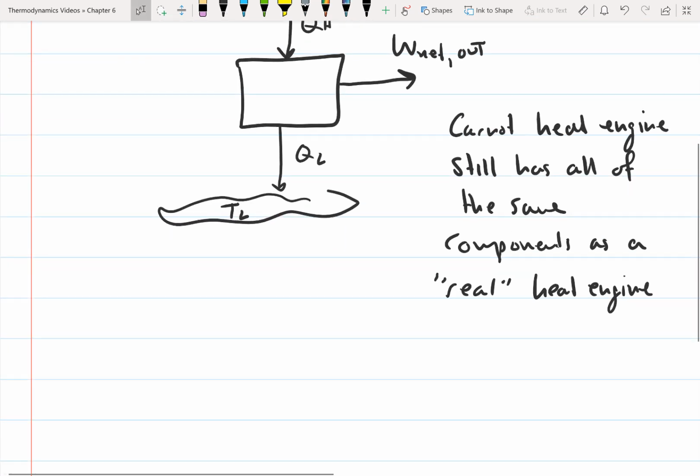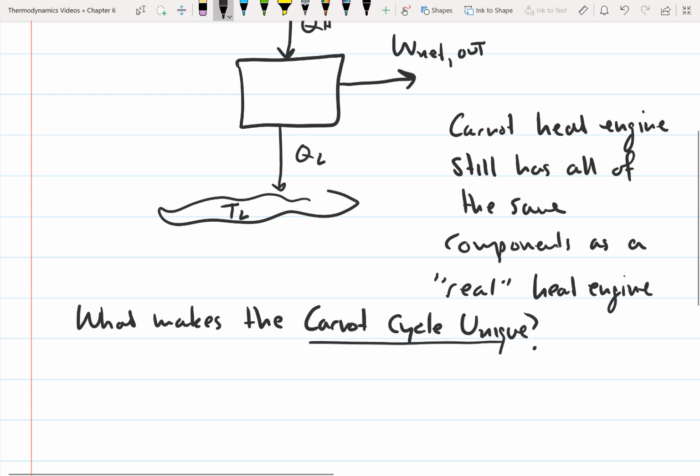So what we want to consider is what makes the Carnot cycle unique. Like, what makes the Carnot cycle different from a regular heat engine cycle? Well, the main thing that makes it unique is that the Carnot cycle is ideal, which means that it's reversible. And basically what this means is that all of the components that make up the Carnot heat engine, so the boiler, turbine, condenser, pump, are all done in a way that they're all reversible.